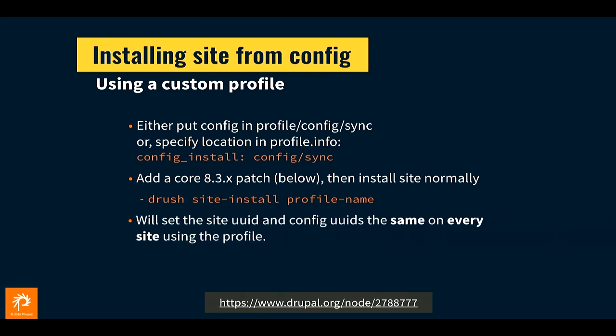Works really well. Now there is another trick, they're trying to actually make it even easier. Instead of having your config directory located anywhere you want, if you decide to put your config sync directory inside the profile directory and call it config/sync, then you don't actually have to put that config install key in your info file. It will automatically see the config sync directory and install the site from config. So this is Core's attempt to support installing a site from config, because really config is your site. Other than the content piece, it defines how your site works. So I think this is going to be a great step forward for Drupal 8.